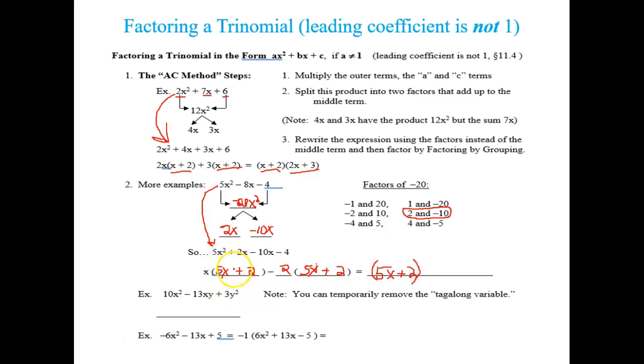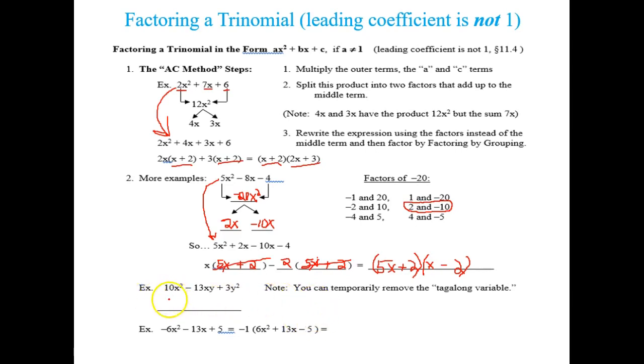Okay, so if I pull it out of the first term, it's like I'm canceling it out. I'll have left over an x. So I put x here. And then when I take it out of the last two terms, I'm going to have a minus 2. So the complete factoring is 5x plus 2 and x minus 2. And if you FOIL that, you'll find that it equals the original problem.